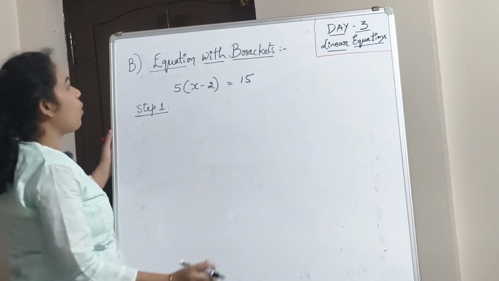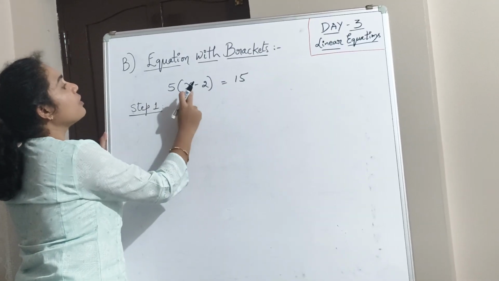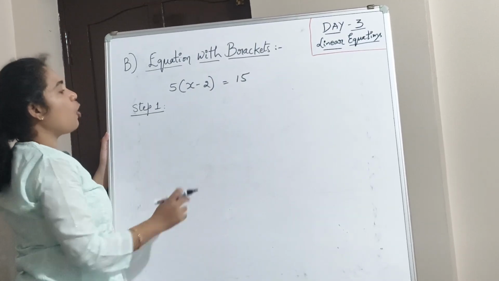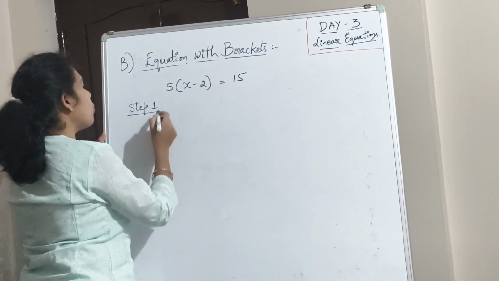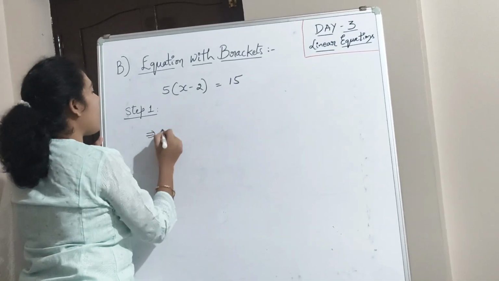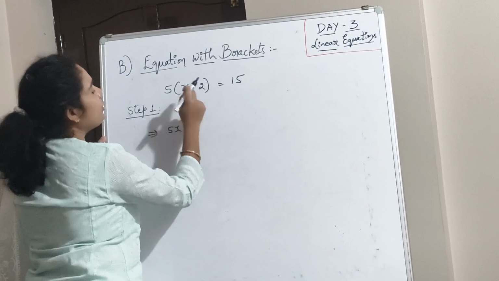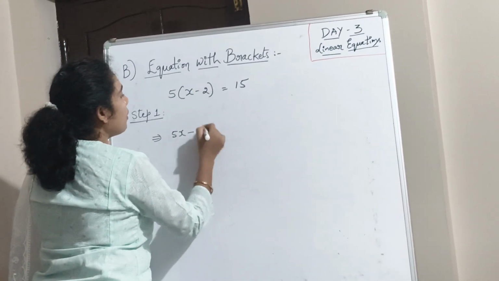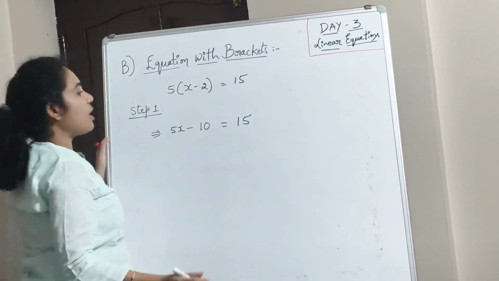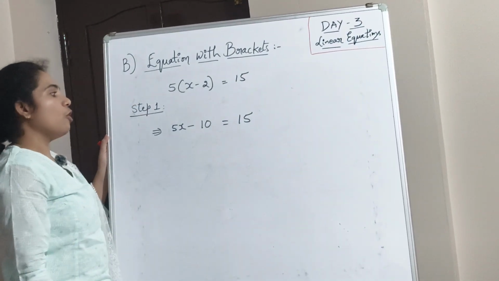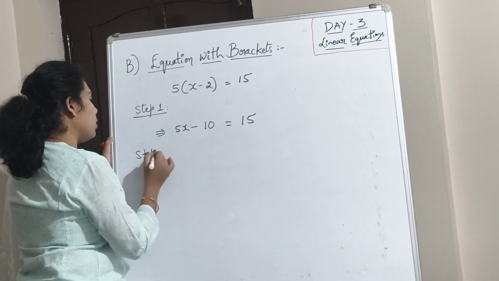So step 1, on expansion, multiply this 5 with the terms inside the bracket. How many terms do we have inside the bracket? We have x and 2. So multiply this 5 with x, that is 5x, and also multiply this 5 with 2, that is 10. That is equal to 15. 5x minus 10 is equal to 15.